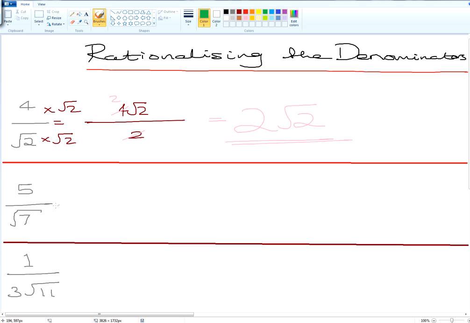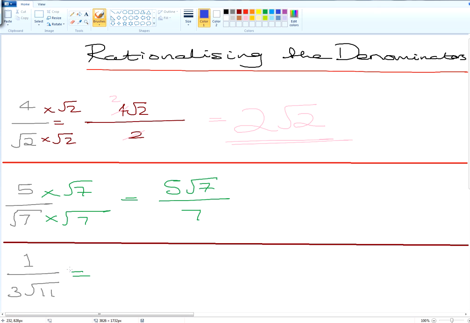Now 5 over root 7. This is the fraction here. We want to rationalize the denominator, the bottom number. So the way to rationalize root 7 is to multiply it by itself. What we do to the bottom, we must do to the top. So we simply get on the top 5 root 7. And on the bottom we get root 7 times by root 7, which will give us 7. Now can we do anything further with this question? No. So we leave it there. The next question.